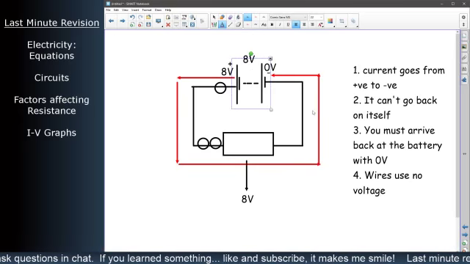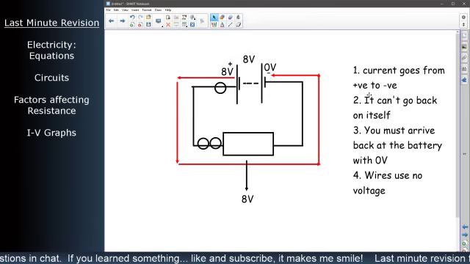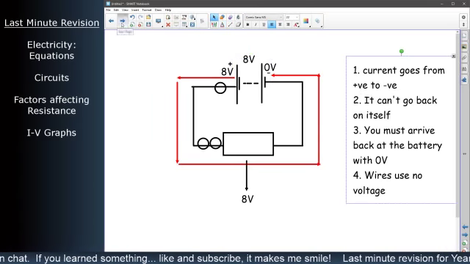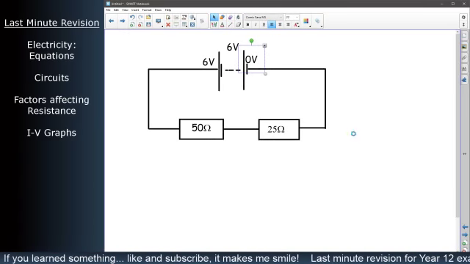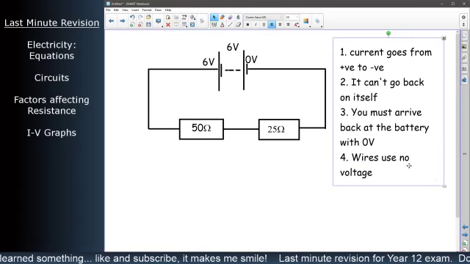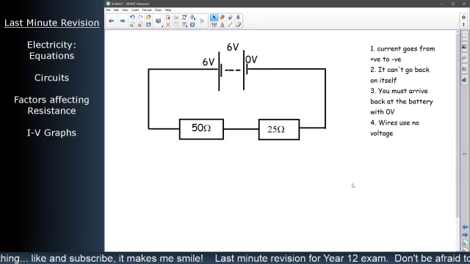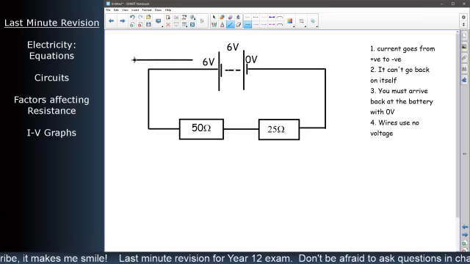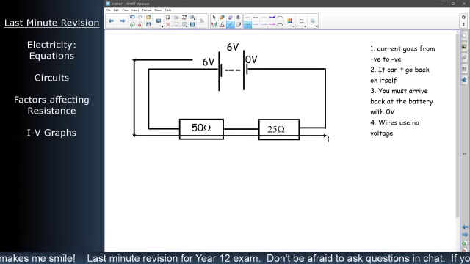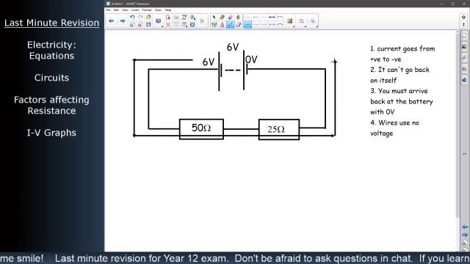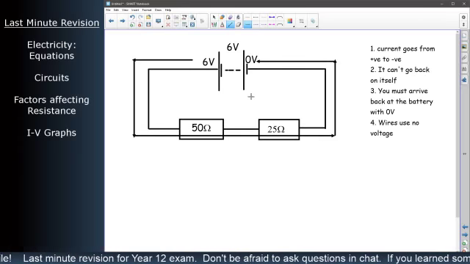And I'm just going to grab my little tool here and grab our rules and bring them over so that we have them sitting for us to refer to. Stick them up there. Okay, so current goes from positive to negative and it can't go back in itself. So here I go, off I travel. I come out here and I travel through here and through this and through that. So I'm going to have to go through both of these resistors and arrive back with 0.